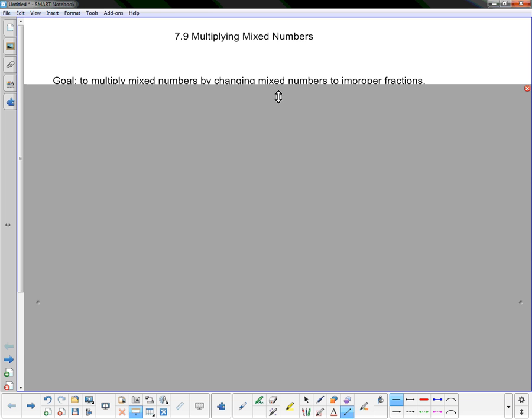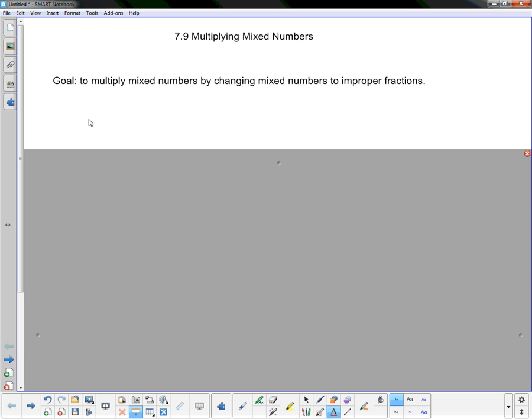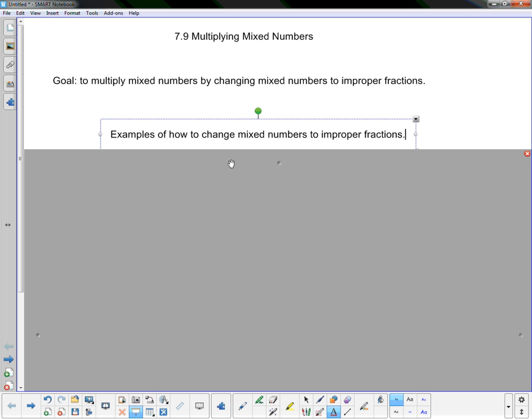So today our goal is to be able to multiply mixed numbers by changing mixed numbers to improper fractions. That's a very important step. Go ahead and make sure you write that down, as well as the date in your journal. Let's do some practice review in your journal. Let's write that these are examples of how to change mixed numbers to improper fractions.